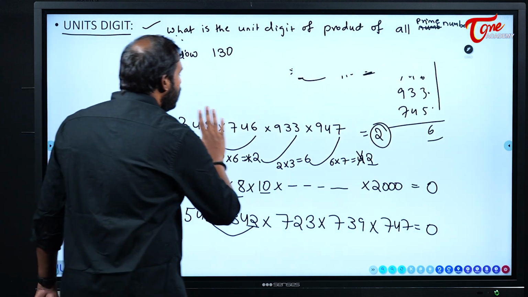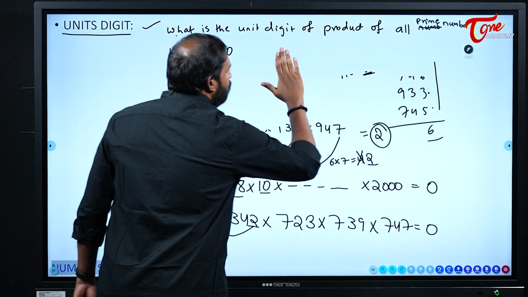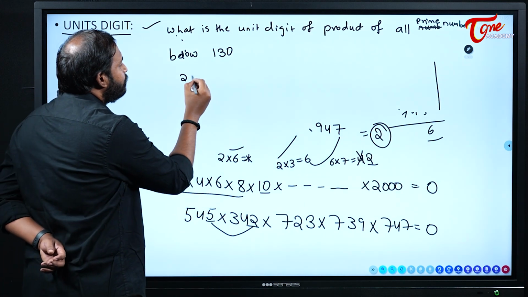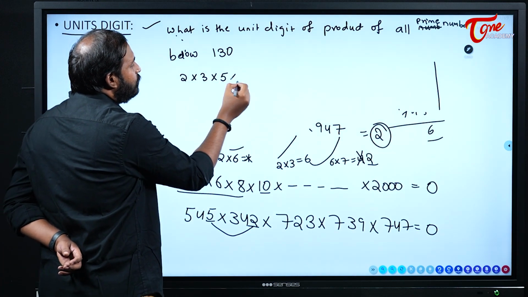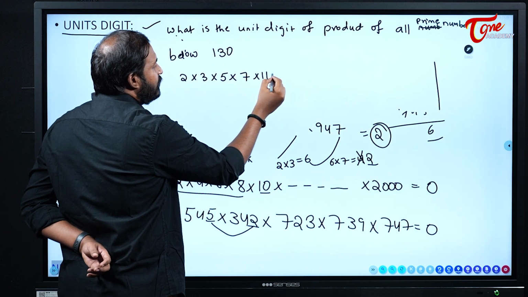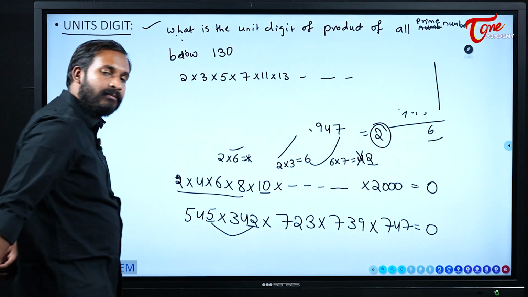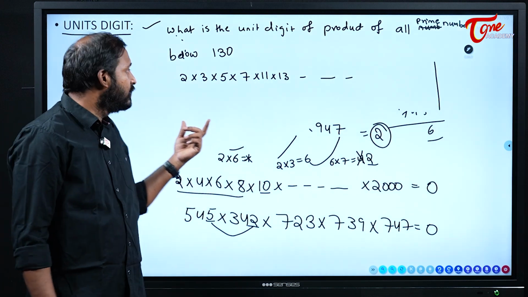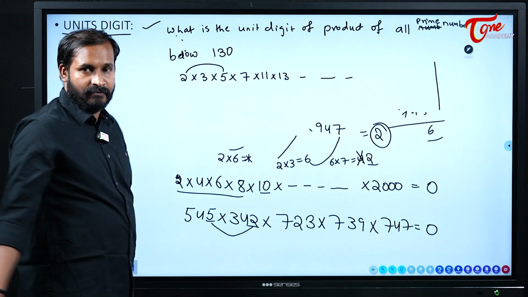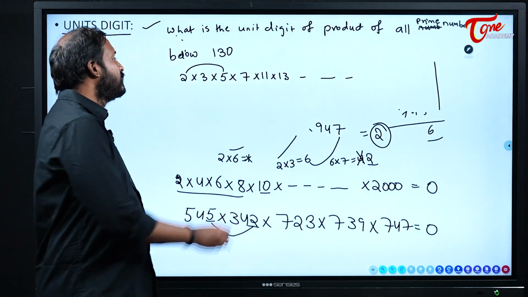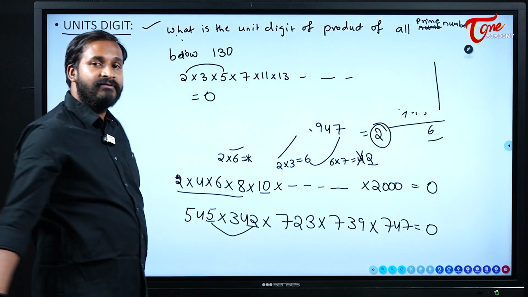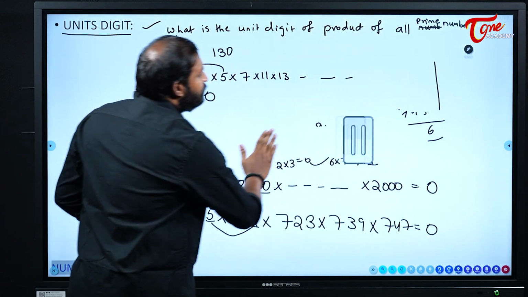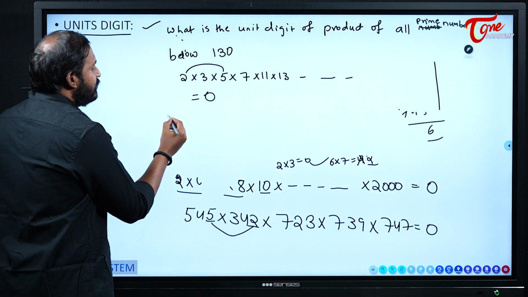So we need to multiply the prime numbers below 130. What are the prime numbers below 130? 2 into 3 into 5 into 7 into 11 into 13 and so on. We need to write all the prime numbers up to 130. The length is very, very high, right? Very huge. So I have 5 with one even number. I have 5 and an even number. So with 5 and an even number, what is the units digit? I will have 0. For example, there is one more question similar to this one. If they ask in this manner, what is the unit digit?